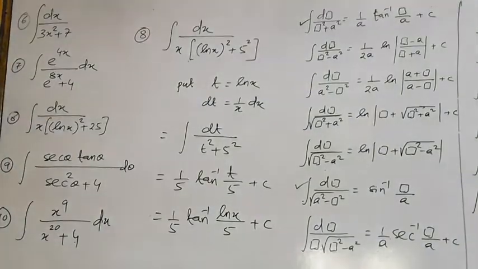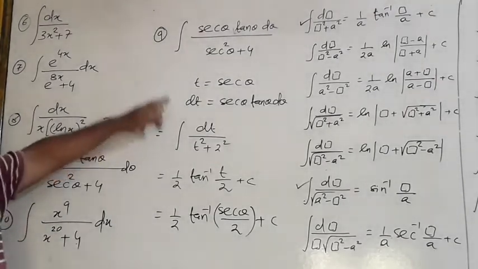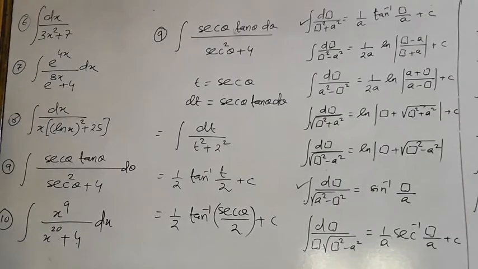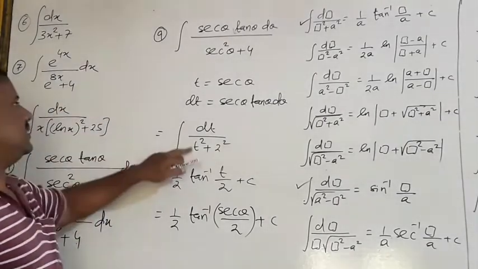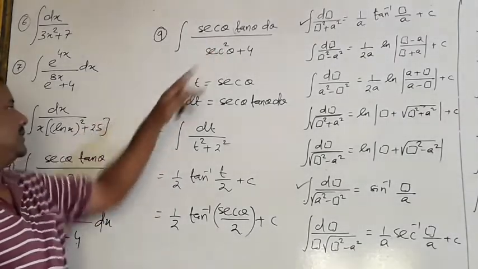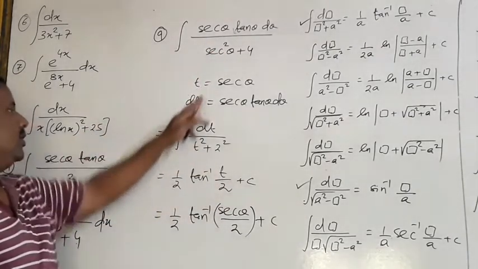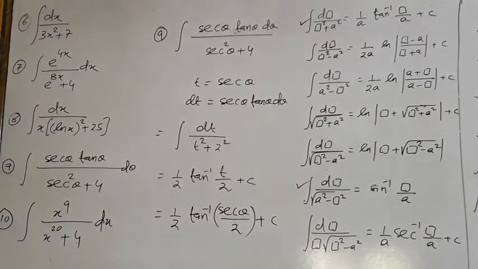Okay. Look at number 9. Here the denominator is sec square theta plus 4. So you have to put t is equal to sec theta. Its derivative is sec theta tan theta d theta. So it becomes dt by t square plus 2 square. It is the formula 1 is there, 1 by 2 tan inverse t by 2, and in place of t you have to put sec theta.